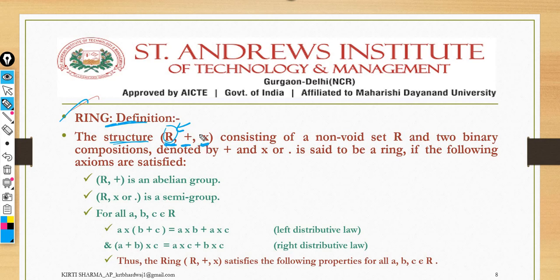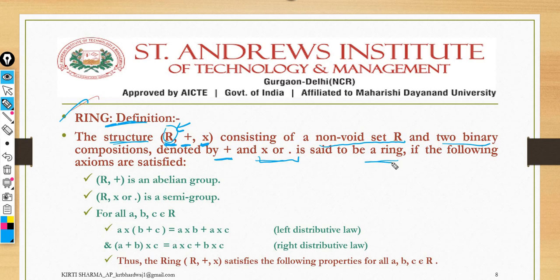I've already mentioned the topic is algebraic structure with 2 binary operations, and the subtopic that we are studying is the ring itself. To understand the ring, it's important to write the 2 binary operations with the set. So to understand the definition of ring, it's important that this R should be a non-void set. As we have already studied, the set should be non-empty. There are 2 binary compositions: first is the plus operation, addition, and multiplication. You can represent the multiplication operation with the cross symbol or dot symbol.